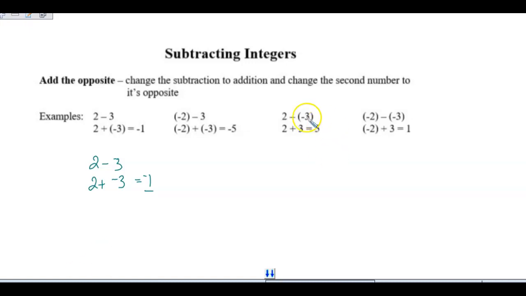Okay? Let's do this one. 2 minus negative 3. We just put this parentheses around it just so that it's not subtraction, subtraction. It's actually showing you that this 3 is a negative 3. We're going to keep the first integer, change to addition, change negative 3 to positive 3. When I look at this, I have a 2 plus 3, and that's positives. So I'm going to have a positive 5 answer. Okay?